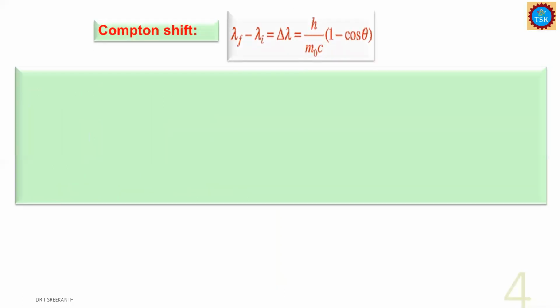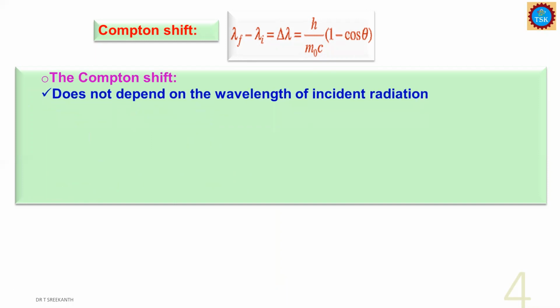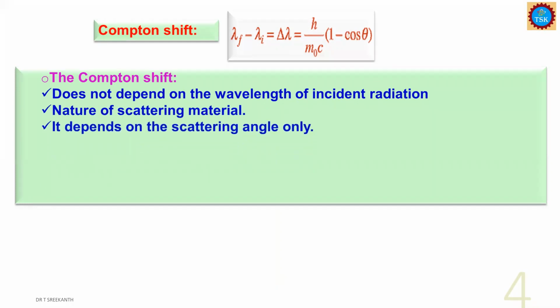The Compton shift is indicated with delta lambda, which is equal to h by m naught c into 1 minus cos theta, where the Compton shift is independent of incident wavelength and also independent of scattering material, but it depends on the scattering angle only.